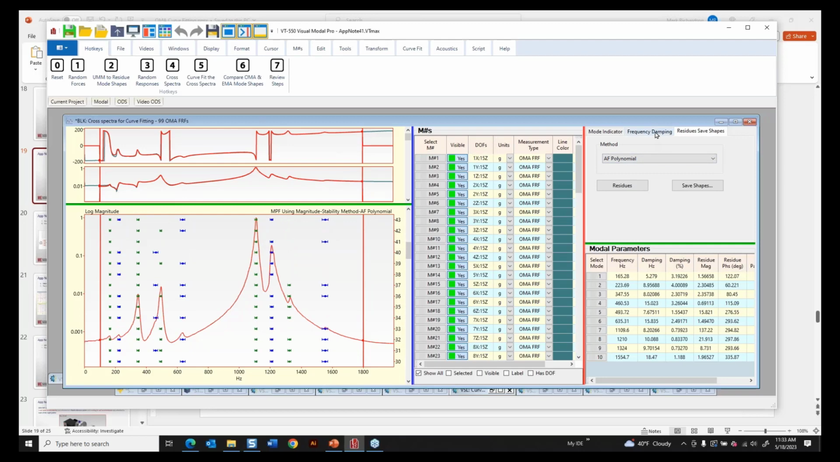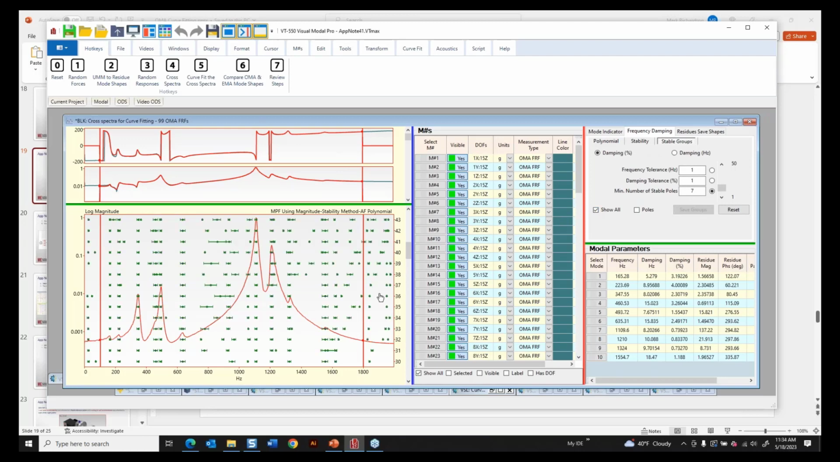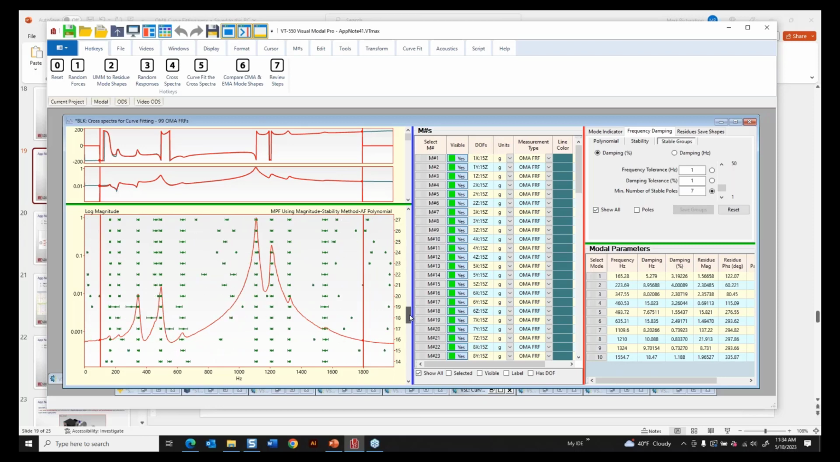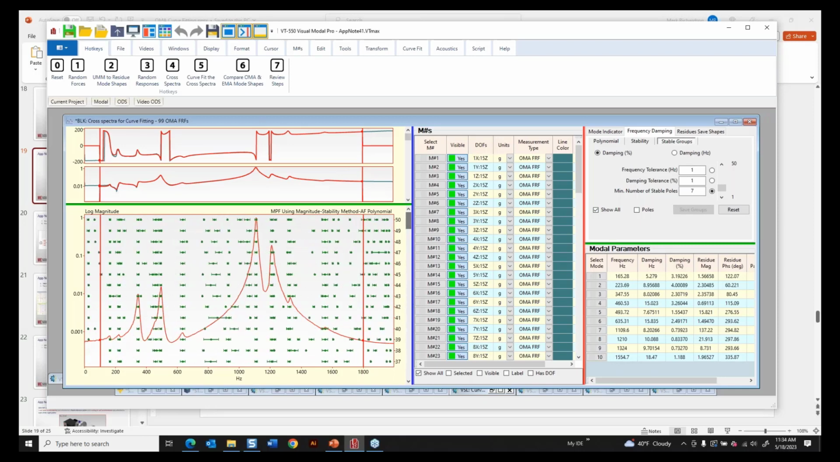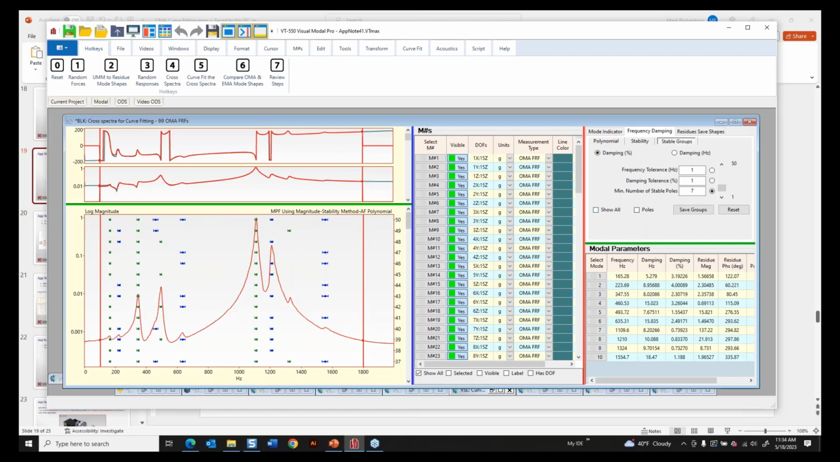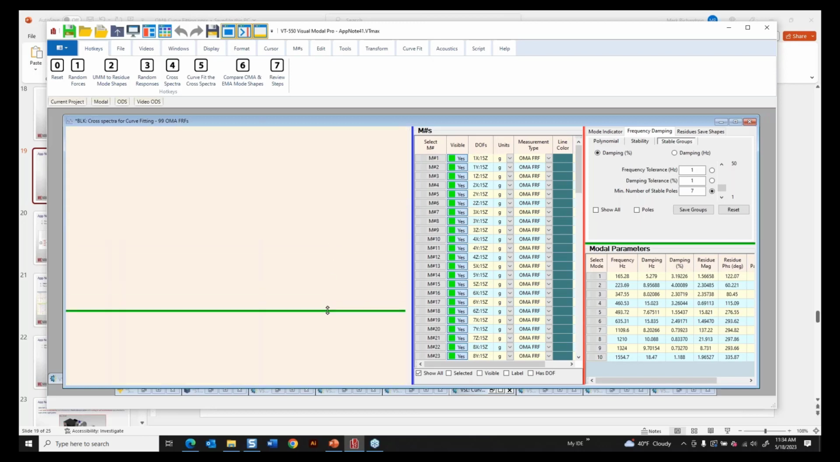Again, we looked at a lot of this last week. If I show all, that's going to show me all the answers that the curve fitter gave me. And then we run it through a filter, and you can see that some of the answers just keep coming out the same. If I filter the data with a frequency tolerance, a damping tolerance, and a minimum number of stable poles, a pole is frequency and damping, then I end up with a nice clean stability diagram like this. And then the average of each of these stable poles is saved over here, along with the numerator term, the residue magnitude and phase. So this is all of our curve fit data for all these resonances.